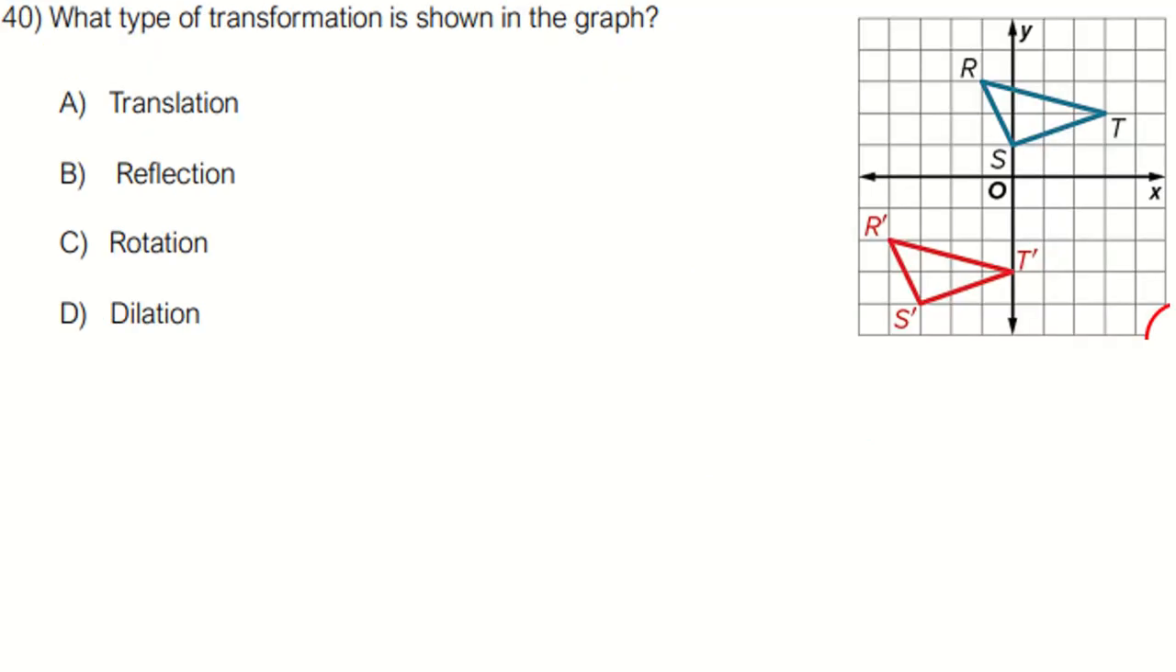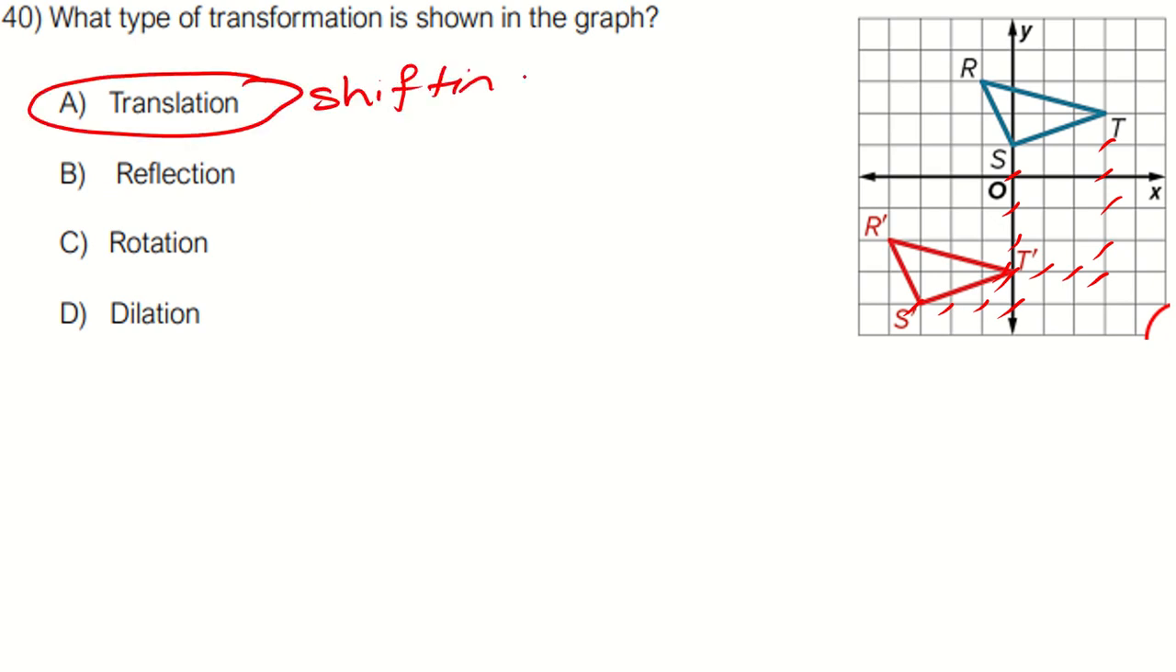Yes. Now what type of transformation is shown in the graph? Same type of question we got. See here, this S is coming 1, 2, 3, 4, 5 units down, and 1, 2, 3 units left. Everything should be coming the same. 1, 2, 3, 4, 5 down, 1, 2, 3 left. So this is the question of translation. Translation means shifting. Okay, so when you shift it, then it is called translation.